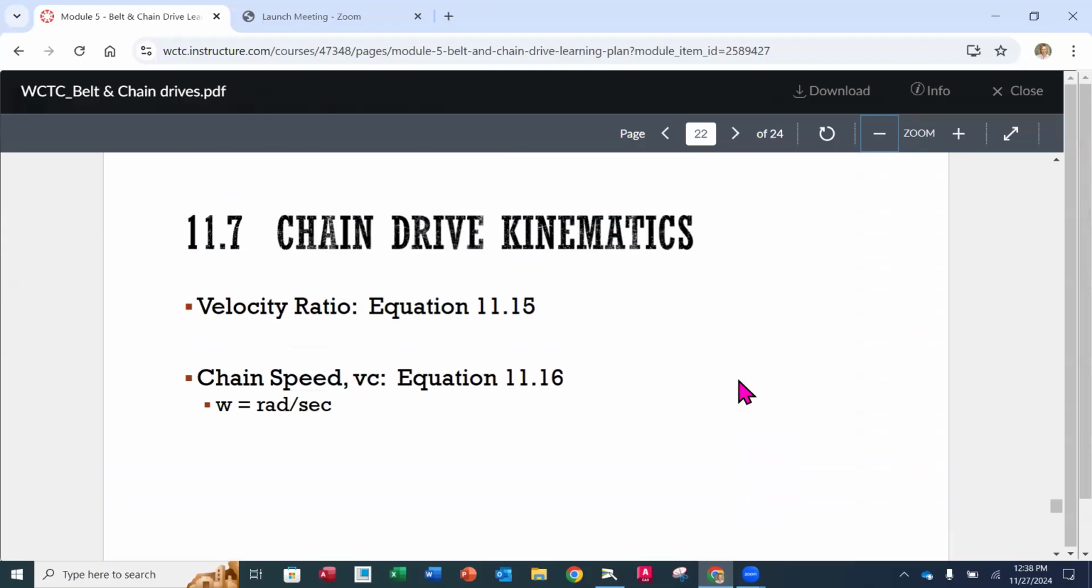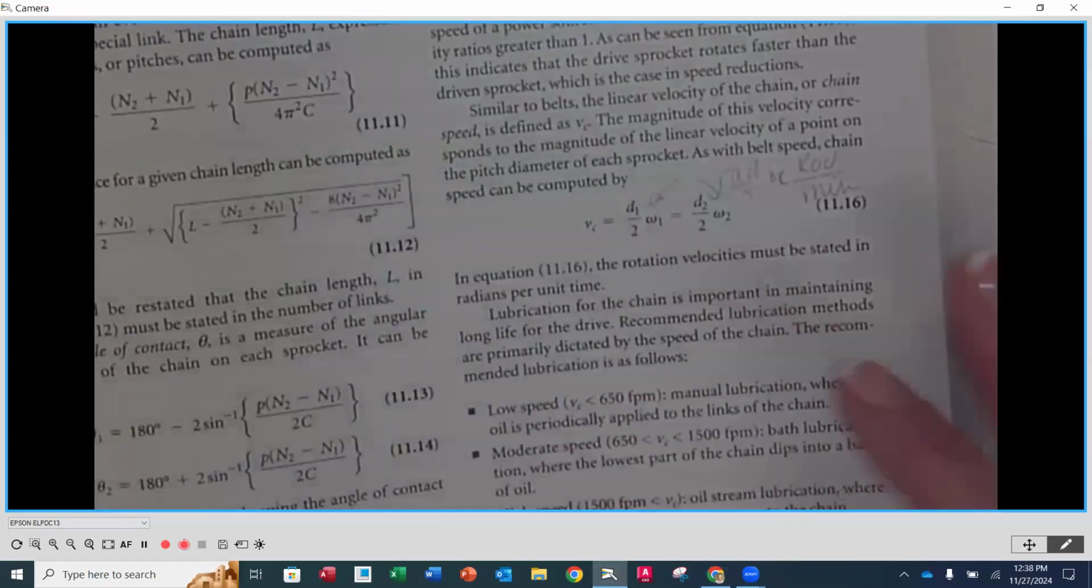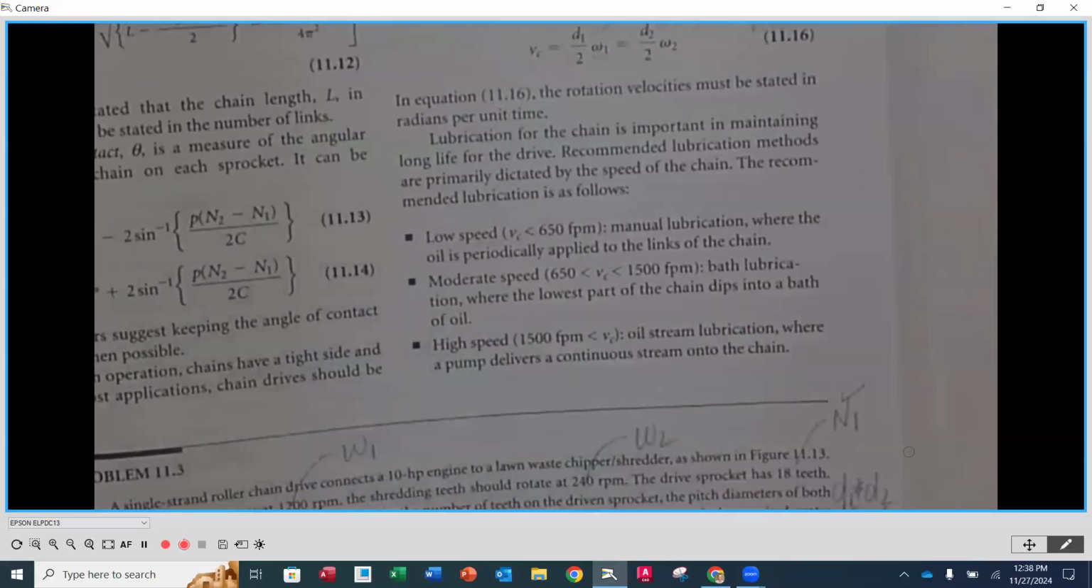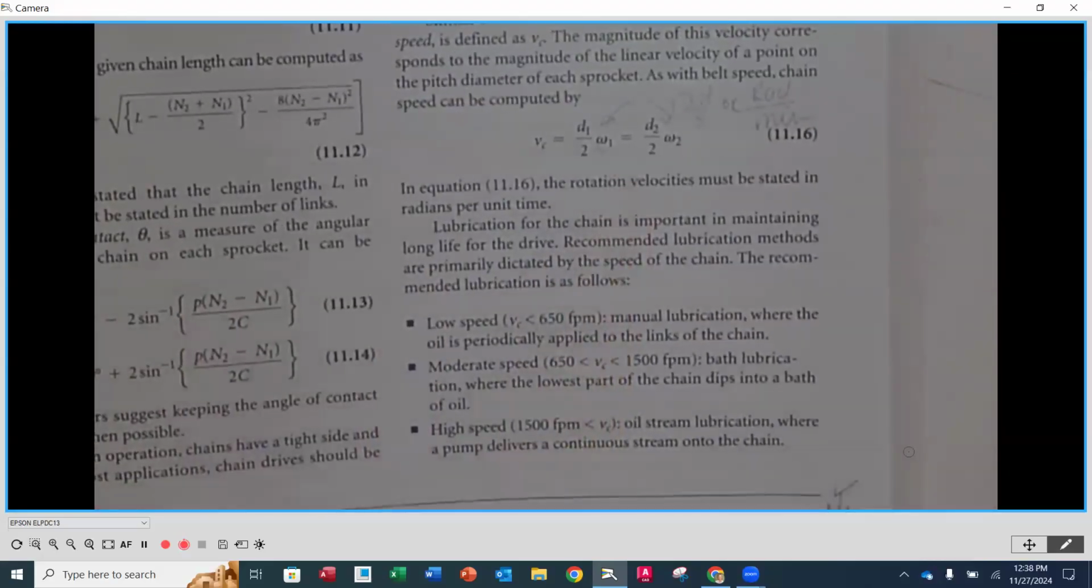Before we do that, there's one more thing I want to discuss at the bottom of page 311. There are 3 classifications for a drive, based on how fast they're going. If the belt speed we calculate above is less than 650 feet per minute, that's considered a low speed application. In that case, you don't have to design in any lubrication, meaning you can just manually lubricate it every so often.